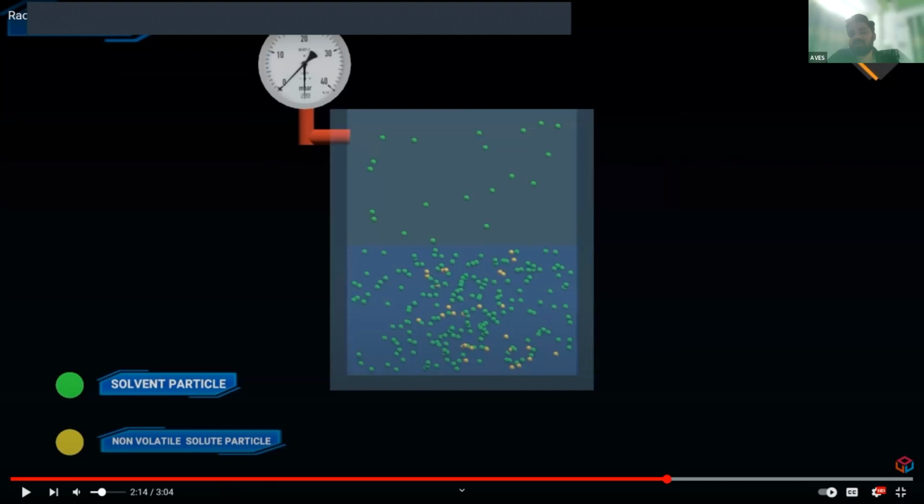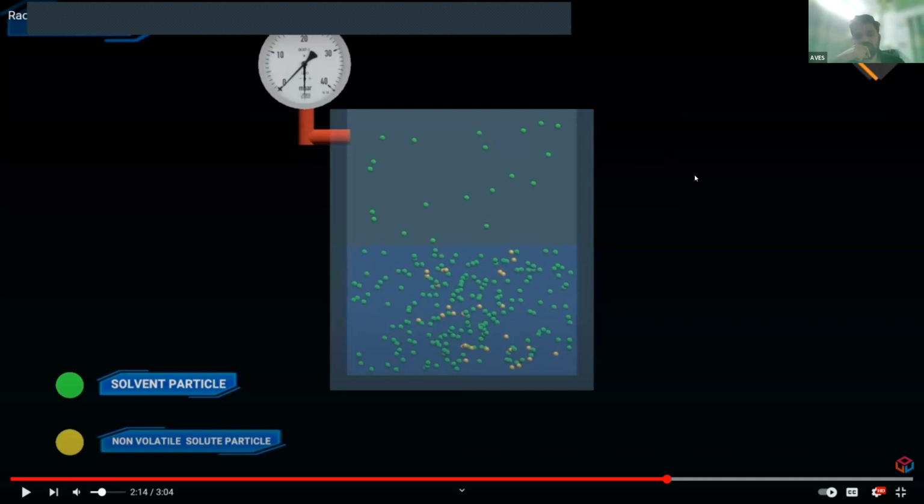The same thing happens here: when we are evaporating, only the particles of the solvent will decrease. But you will notice one thing here, that the surface of evaporation will decrease, and you know that evaporation is directly proportional to surface area. The more the surface area, the more the rate of evaporation.